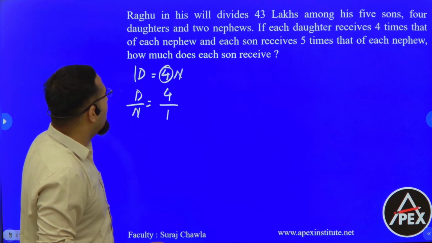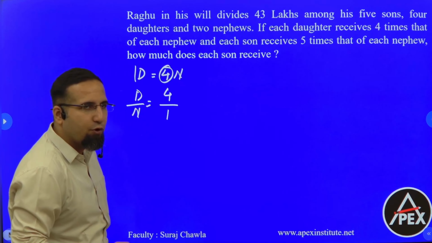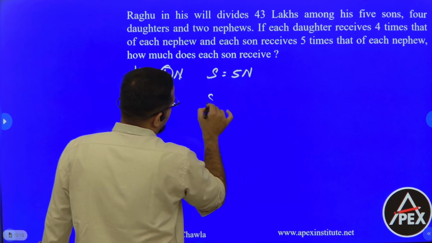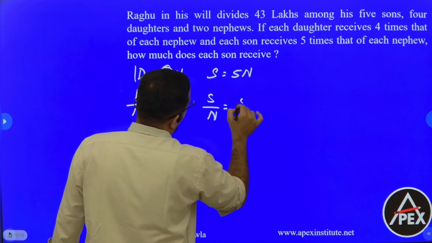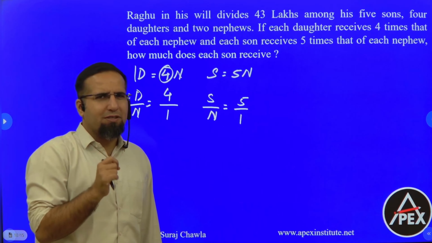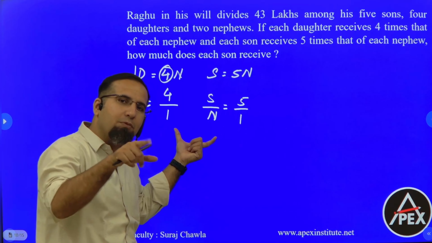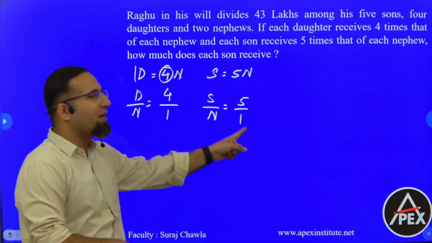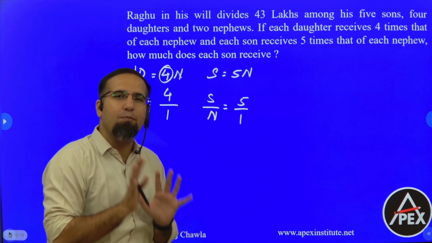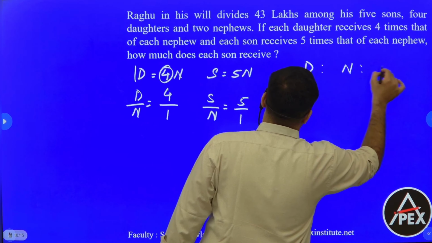Similarly, each son receives 5 times the value of each nephew. So, each son is equal to 5 times the nephew. That means, son by nephew will be equal to 5:1. Now, a bit of common sense. What is the repeated term here? The repeated term is nephew, and the best part is repeated term is numerically same. That is 1 and 1 here. So, whenever the repeated term is numerically same, I need not do anything else. I can directly merge the ratios. So, therefore, we can write this as daughter is to nephew is to son.